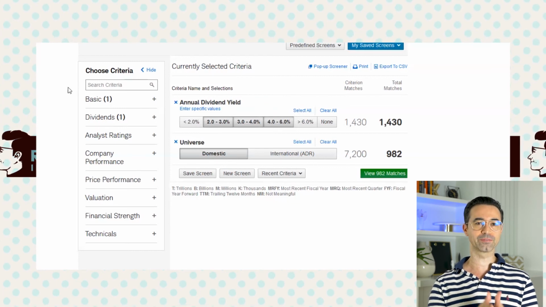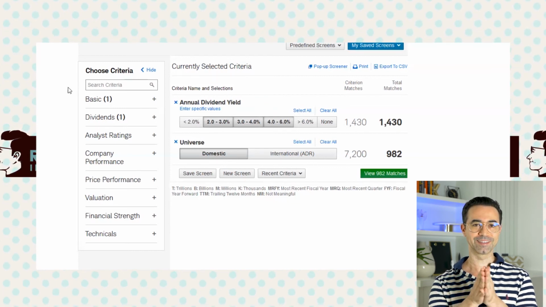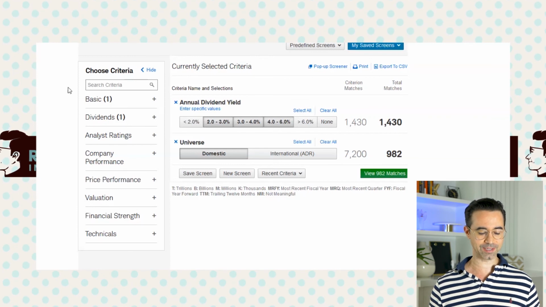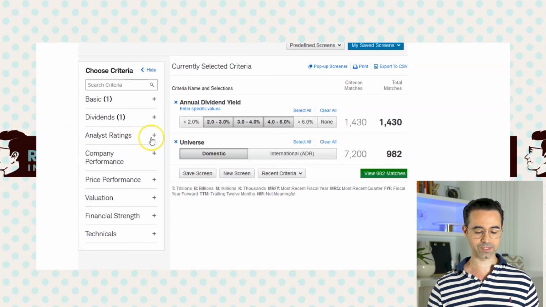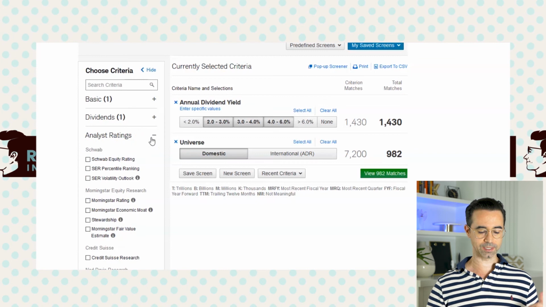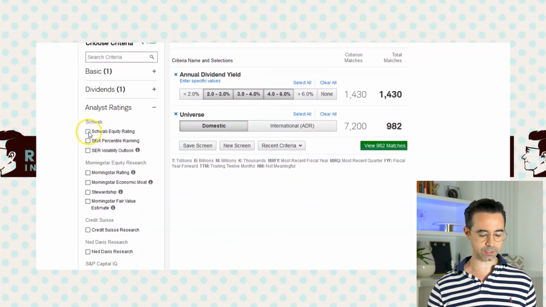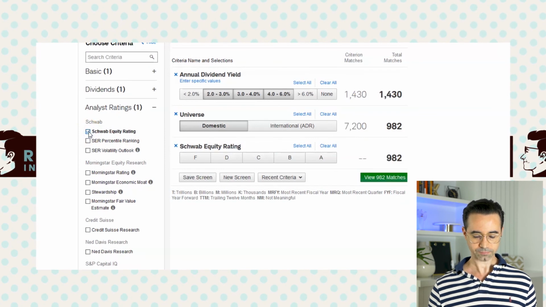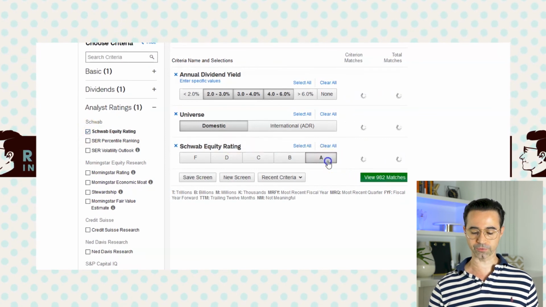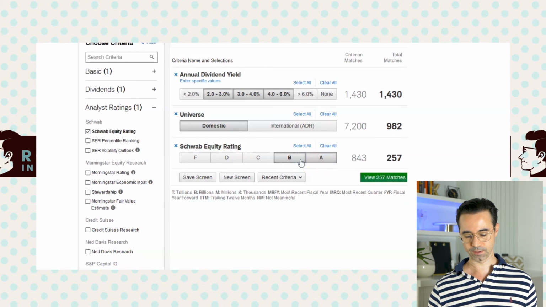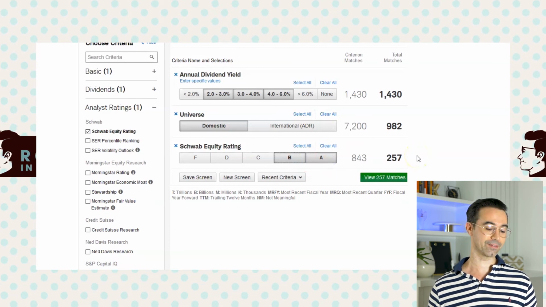So let's use what we've learned so far about the different analyst ratings. And so let's use analyst ratings to help us find stocks. So let's hit analyst ratings here, and let's utilize some of the different ratings that we have available to us. So let's use Schwab equity rating. Let's say we want a Schwab equity rating of an A or a B. So now we're down to 257 stocks.